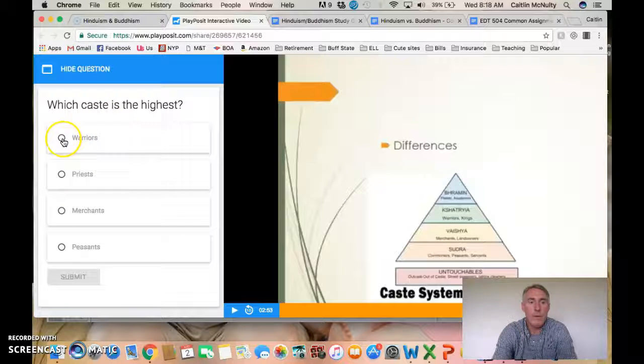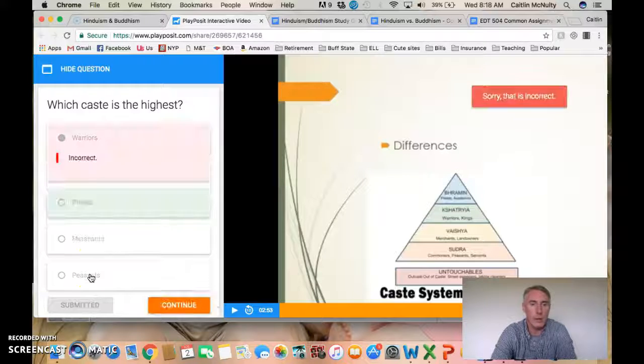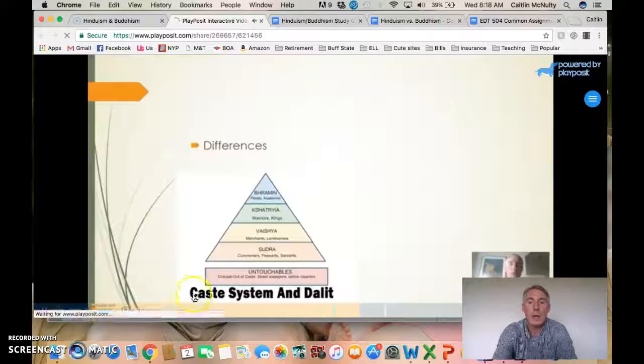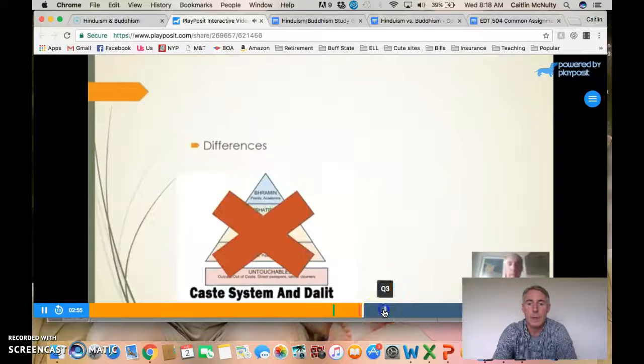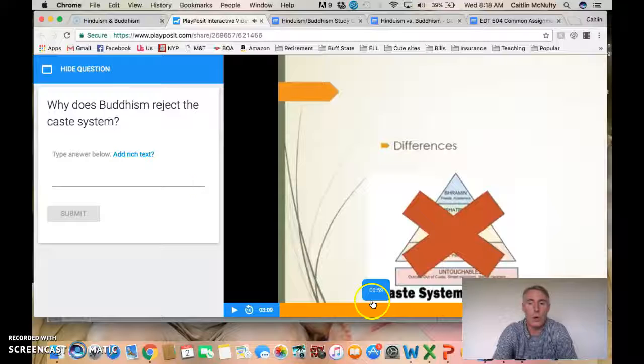Which caste is the highest? Even if you did this incorrectly, so I'll purposely answer the wrong answer here. I actually do know that it's priests. It still moves on with it.